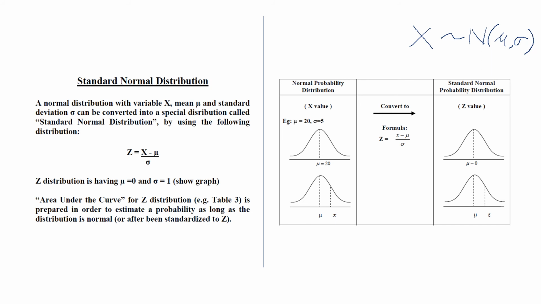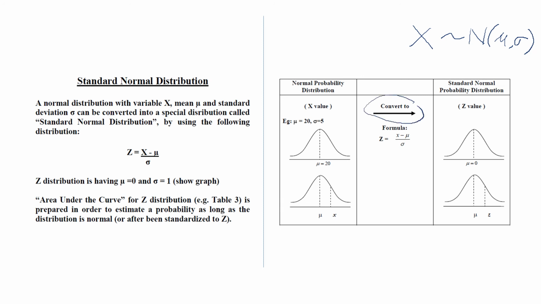We can write this as X is distributed normally with a mean of mu and a standard deviation of sigma. Now we are going to standardize this. We are going to turn this into a random variable that has the standard normal distribution by using a basic linear transformation.